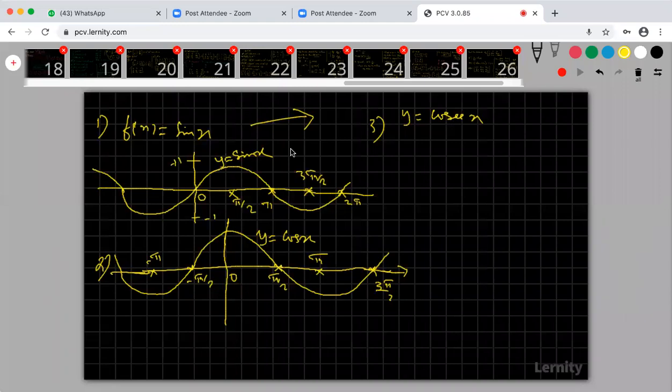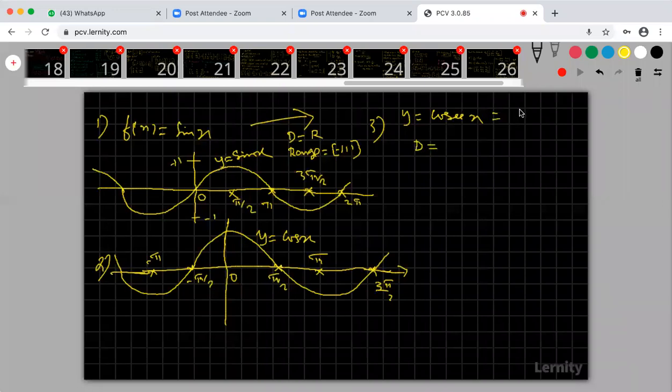First of all, look at the domain and the range of this function. What about the domain? The domain of sin x is all real numbers. What about the range? The range of sin x is the closed interval minus 1, 1 only. The y values are taken from minus 1 to plus 1 only.